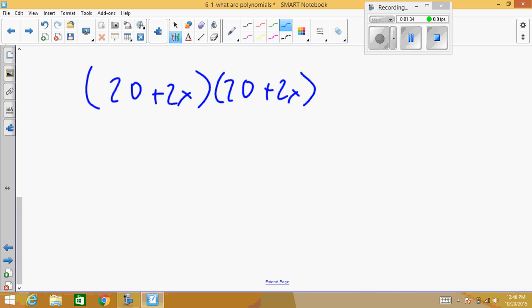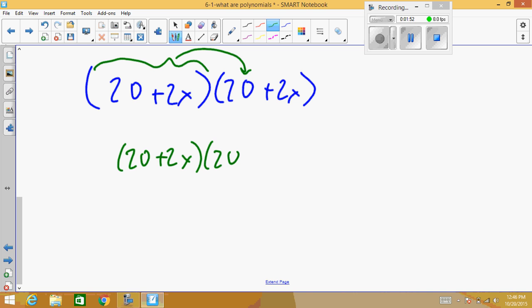Okay, well, how do I do that? There's a couple different ways that we can do that. I'm going to show you the long way first, and then I'll show you a little bit of a shortcut. So the long way says I should take this whole part here in parentheses, and distribute it into each of the terms of my second parenthesis. So 20 plus 2X times 20 plus 2X: 20 times 2X plus 2X times 2X.